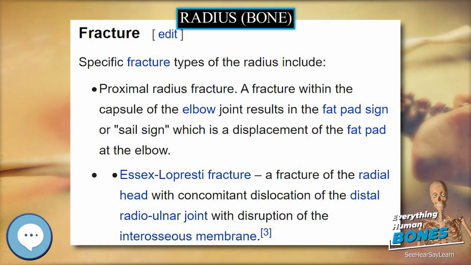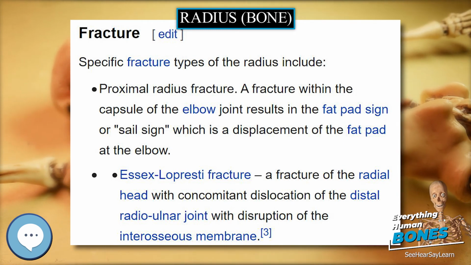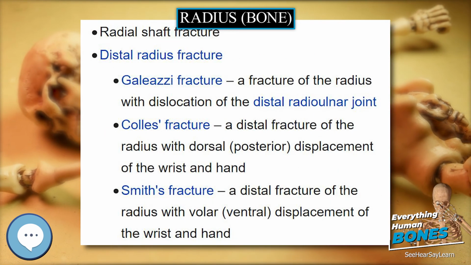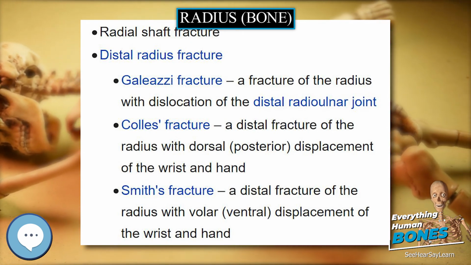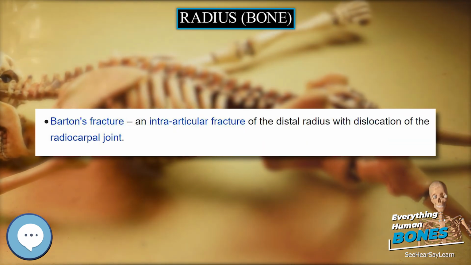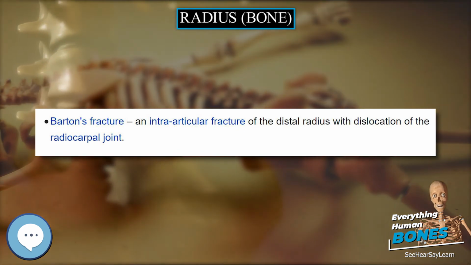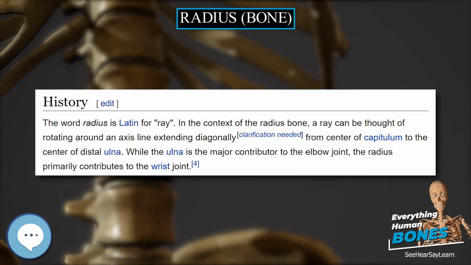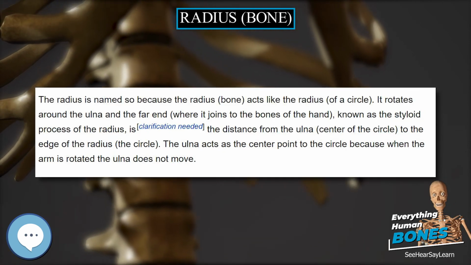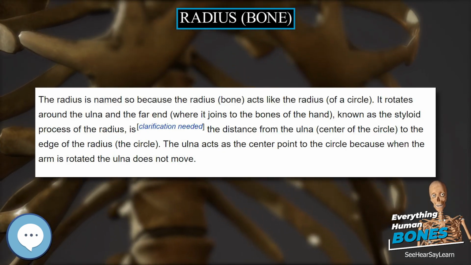History. The word radius is Latin for ray. In the context of the radius bone, a ray can be thought of rotating around an axis line extending diagonally from center of capitulum to the center of distal ulna. While the ulna is the major contributor to the elbow joint, the radius primarily contributes to the wrist joint. The radius is named so because the radius, bone, acts like the radius, of a circle.